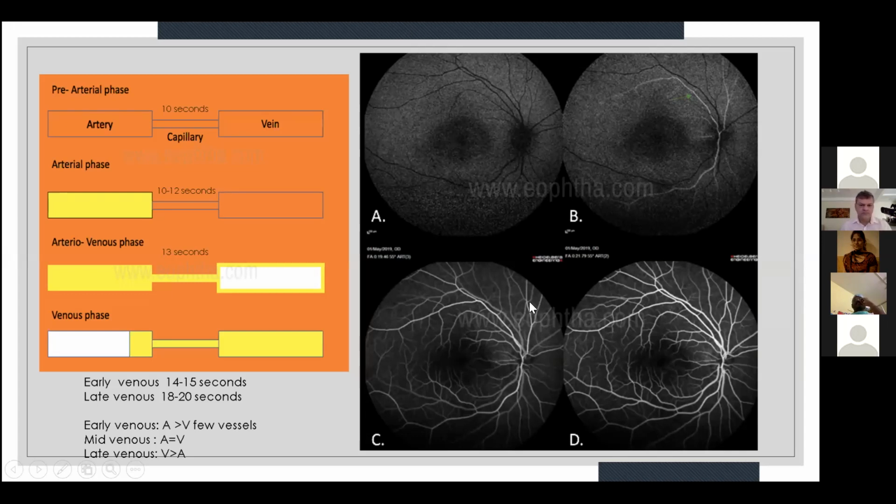Next phase is the AV phase, where we can see the arteries are completely filled. Veins have something called lamellar flow. This is because of the faster plasma flow adjacent to the vessel wall, as you can see in this image as well. Then it is followed by the venous phase. The venous phase is again divided into early, mid, and late venous phase. In the early venous phase, the arteries are filled, and few veins are filled, not yet completely. Mid is where both arteries and veins are completely filled. Late venous phase is where veins are more filled than the arteries.